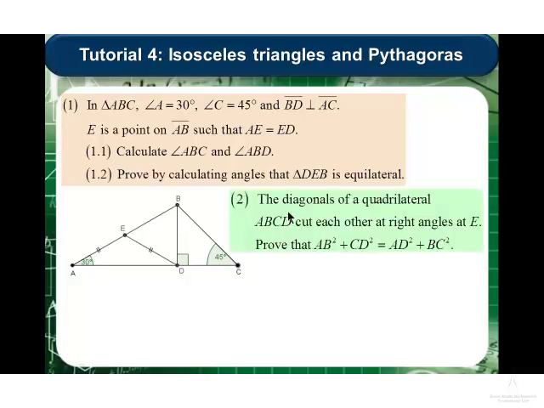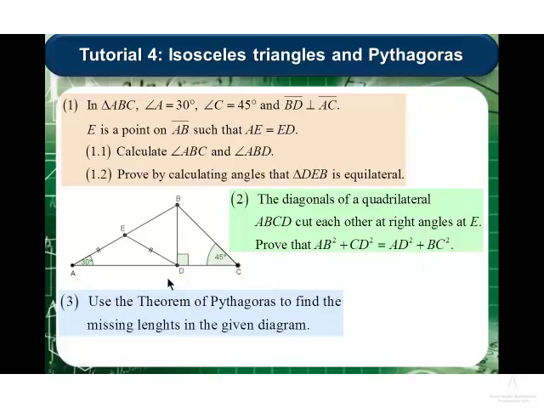In problem 2, the diagonals of a quadrilateral ABCD cut each other at right angles at the point E. So you have to make a little construction yourself to indicate this particular result. With that in hand, prove that this particular equation is valid: AB squared plus CD squared is equal to AD squared plus BC squared. So make a little construction and prove this particular result.